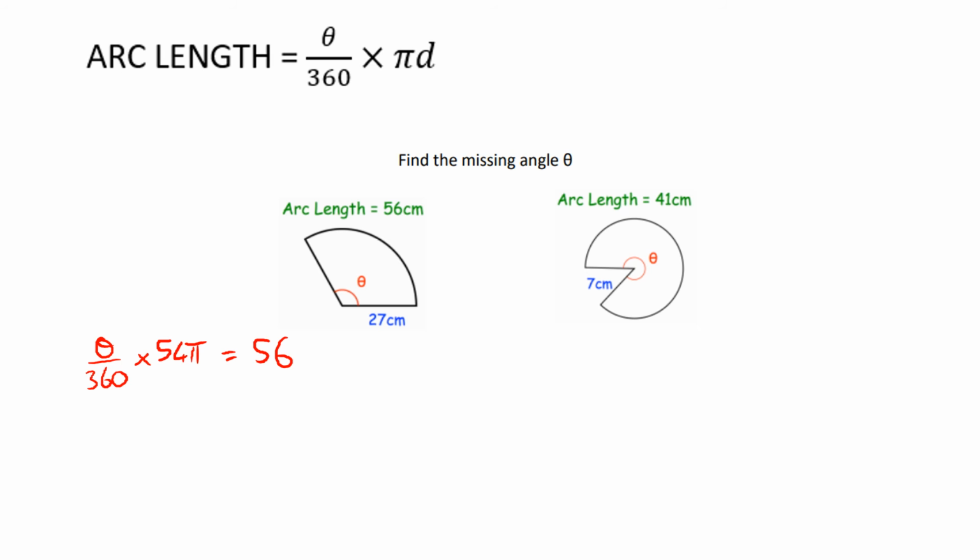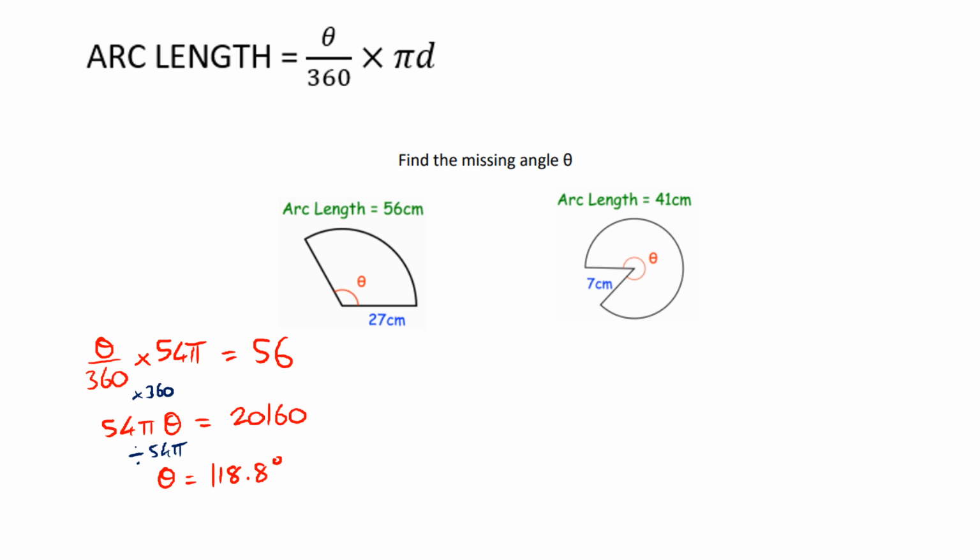So what do we do from there? Well, same as we've normally been doing. Let's times across by the 360 before we do anything. Get rid of those nasty fractions. We'll end up with 54 pi theta on the left is equal to 20,160 on the right. And then we just need to divide by that 54 pi. If we do that, we'll get that our angle is 118.8 degrees.